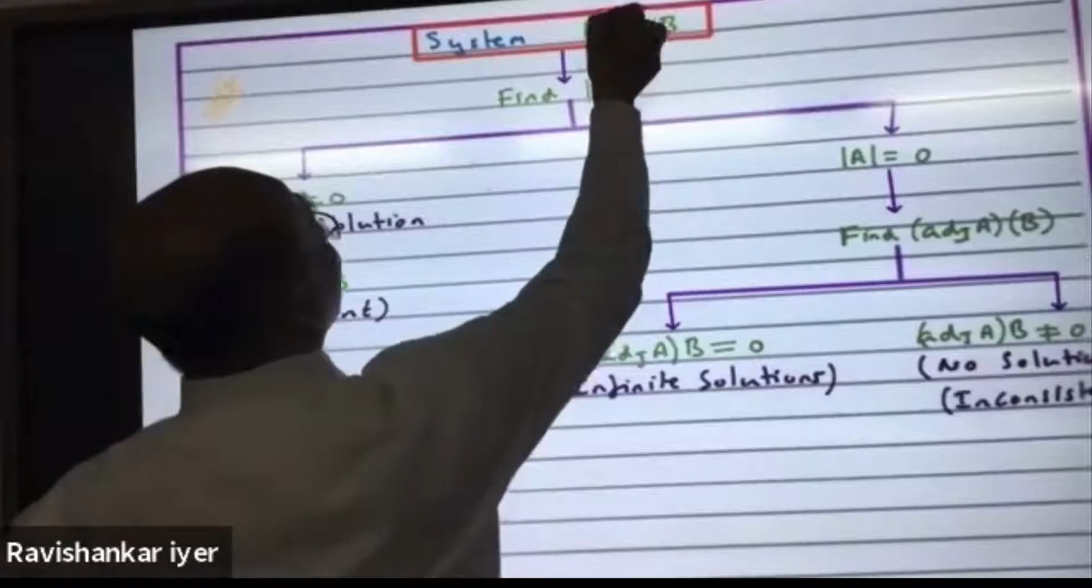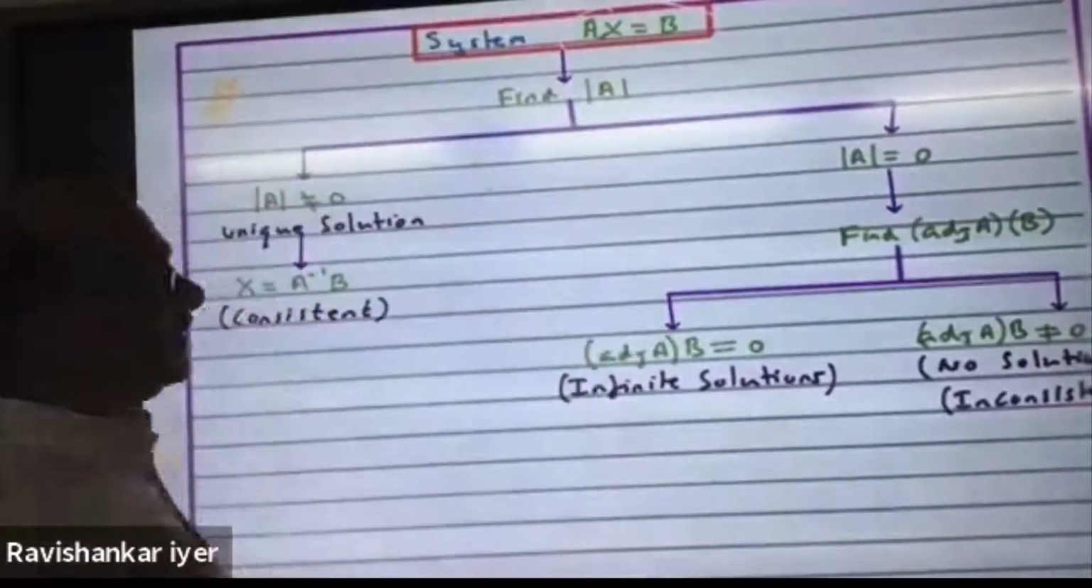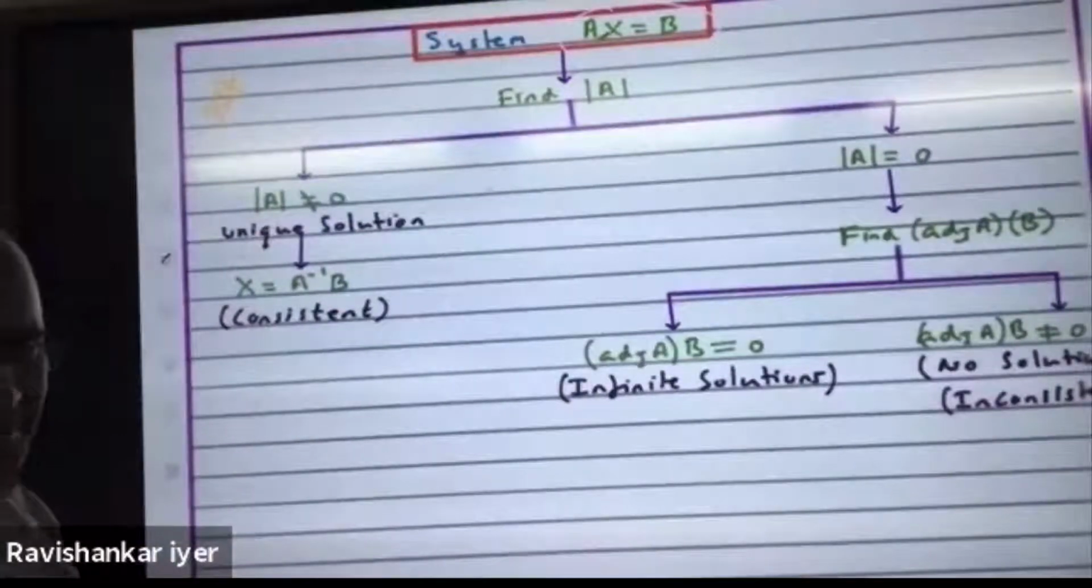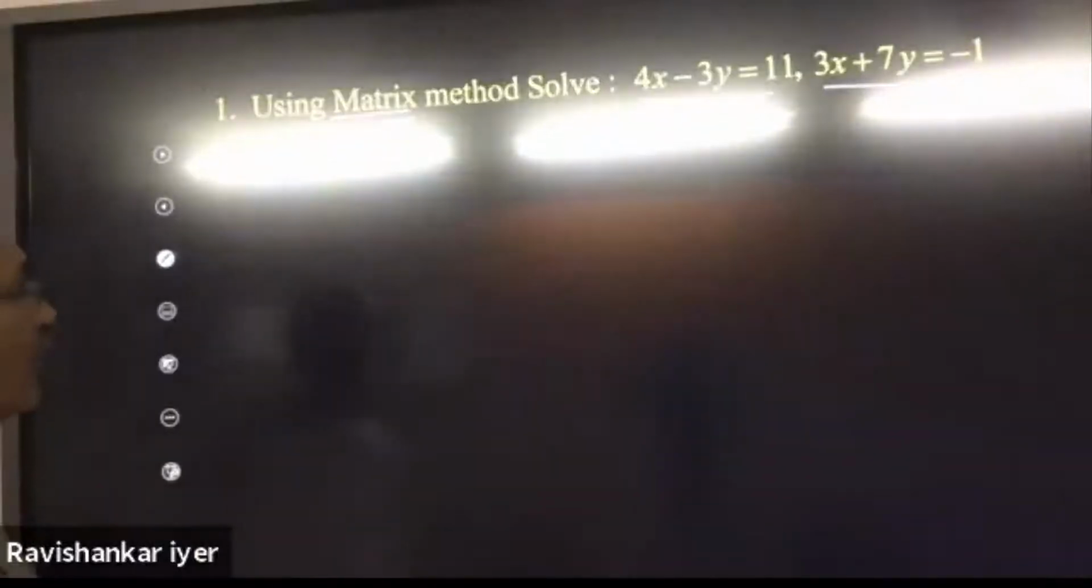4x minus 3y equals 11. 3x plus 7y equals minus 1. Now you can do this by simultaneous equations, but they specifically told you to use the matrix method. So how do I do that? I take you back to the chart. First thing, any equation given to you, you have to write in this format, AX equals B format. So what is AX equals B format? I'll just tell you. Now see how I write this in matrix form.